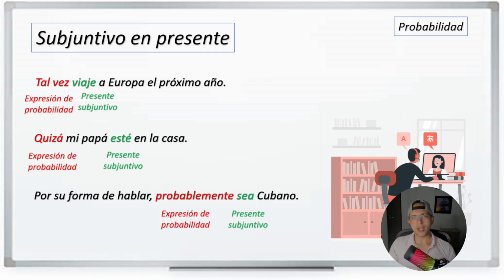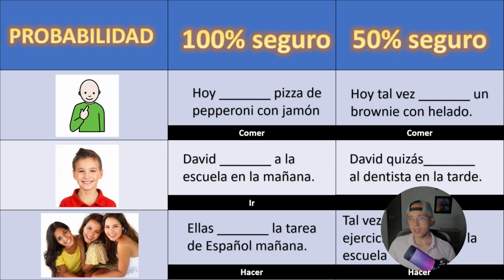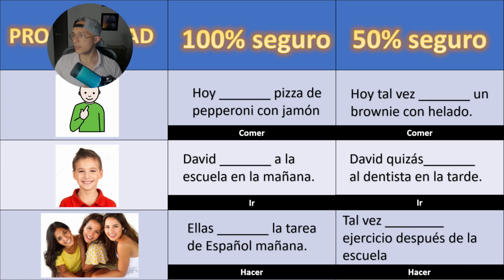Now, let's go with an exercise for this. Let me move my camera so you can read everything. Okay, here we are. Now we have two parts. When we are 100% sure about the things we're doing, about the things in the present, or, I know no one can be sure about the future, but when you have something planned for the future, we use the indicative form, either the present or the future.